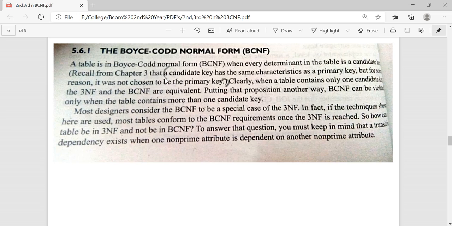A candidate key has the same characteristics as a primary key, but for some reason it was not chosen to be the primary key. A table can have a number of candidate keys, but it doesn't mean that all those candidate keys will become primary keys. The one which is much more suitable and which reflects our idea will be chosen as the primary key. So a primary key is picked up from a set of candidate keys.